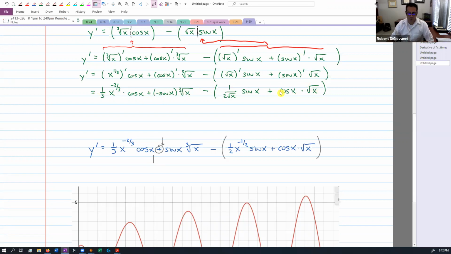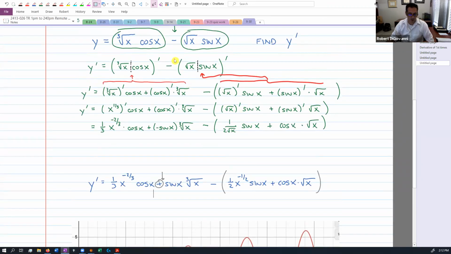But this is good. This is what I'm looking for on this test on Tuesday. Like, can you just crank out the derivative? The rest of it's algebra, right? The calculus occurs as you start to use the rules. That's what I'm looking for.